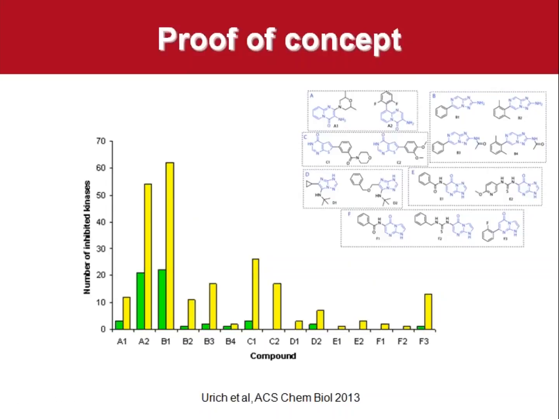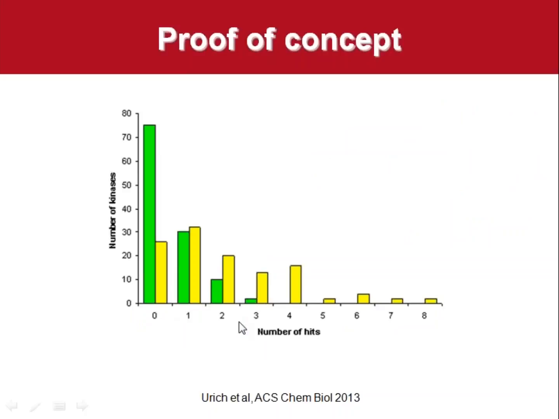Then we can also look at the results from a kinase-centric view. Here we show how many hits a particular kinase obtained, that is, by how many compounds a kinase was inhibited, and for how many kinases this was the case. Again, yellow is at least 40% inhibition at 100 micromolar, and green is at least 70% inhibition. At 40% inhibition, about 25 kinases were not inhibited by a single compound, and at the higher cutoff about 75 of the 117 kinases were not inhibited by a single compound. But we also had kinases that were inhibited by a large number of compounds.